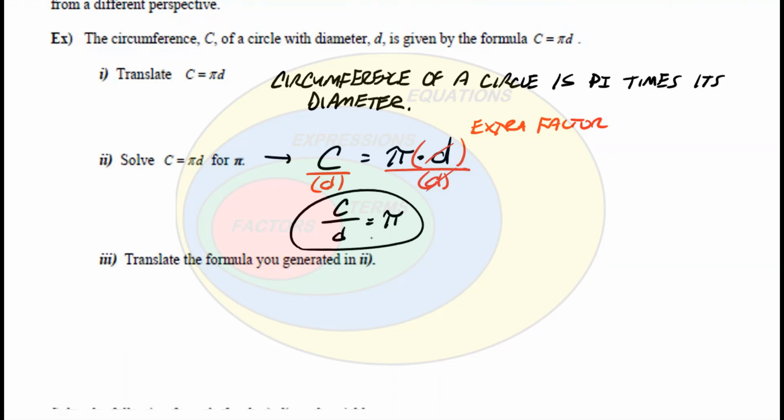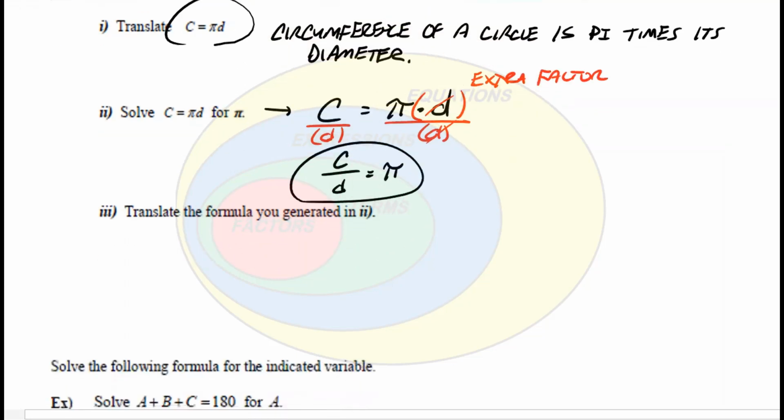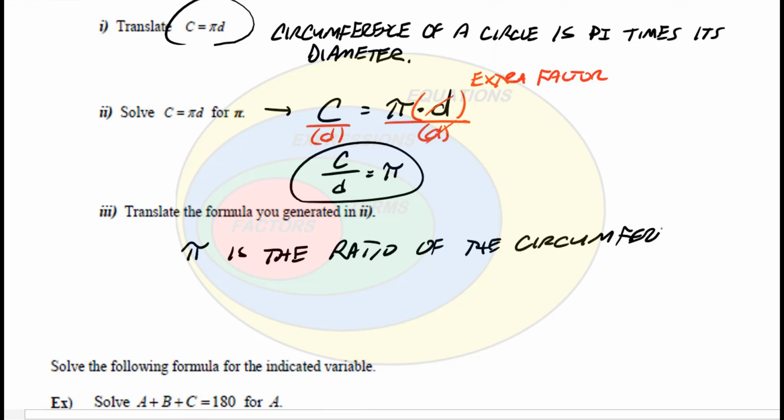And if we translate this formula, this is just another way to write our relationship, right? C over d equals pi. If we translate the formula, you might see it here like this: pi is the ratio of the circumference of a circle and its diameter.